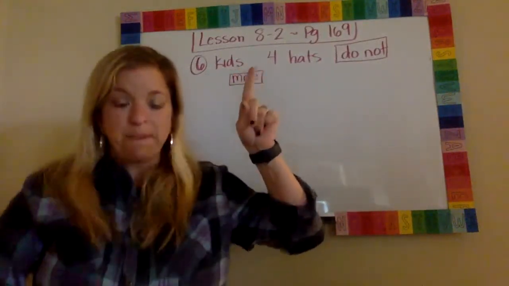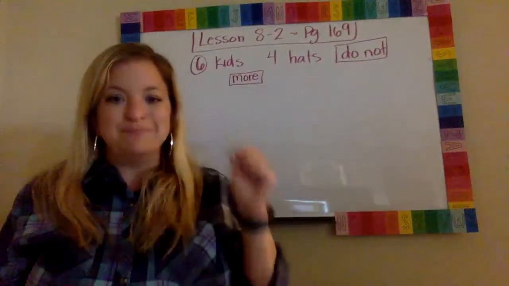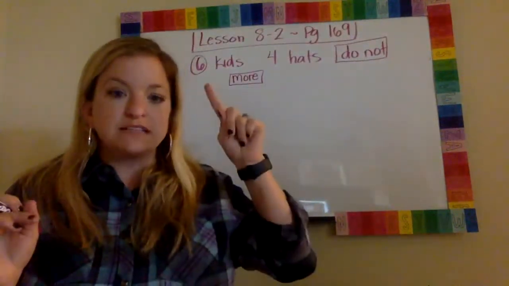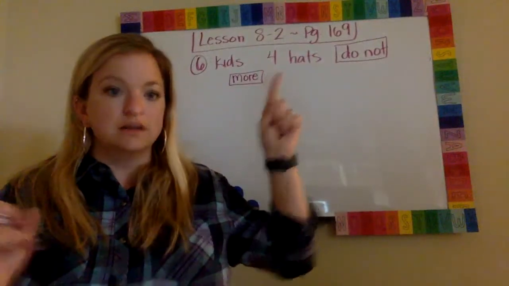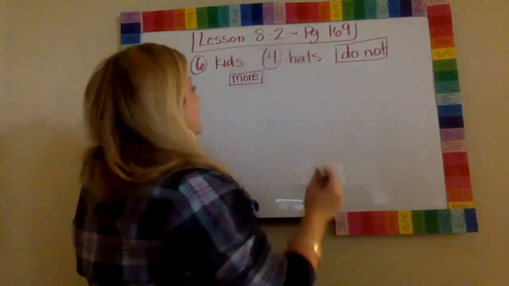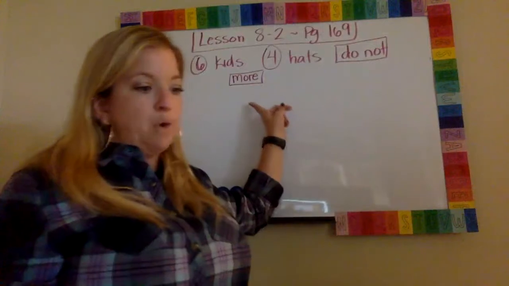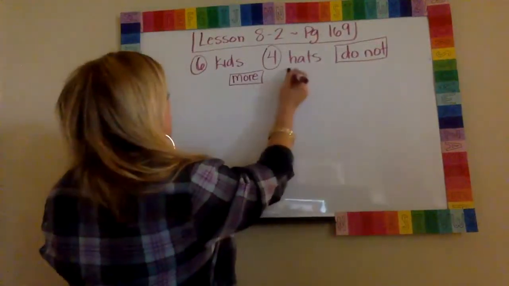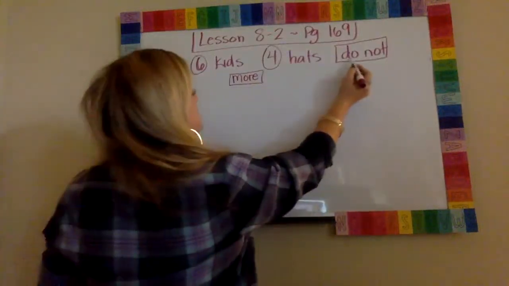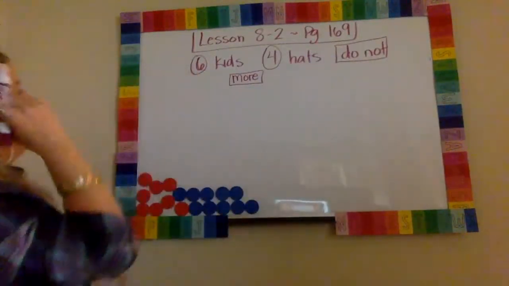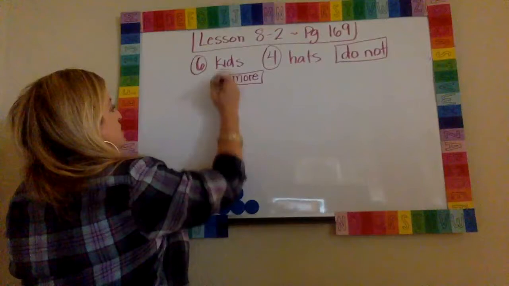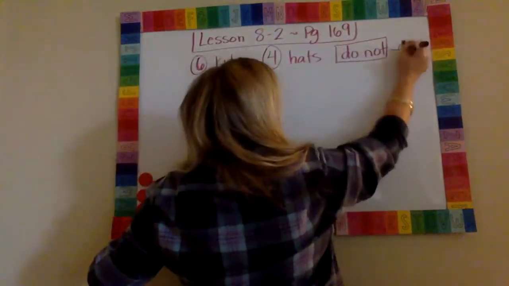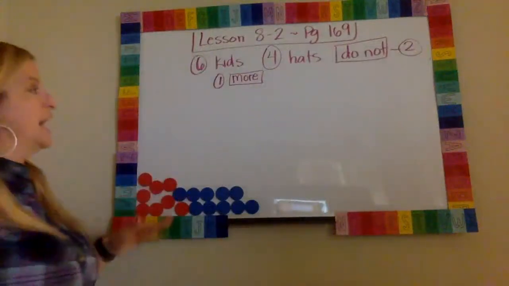Remember, this is a synonym. It's a totally different word that means the same thing. Children, kids, same thing. So we call that a synonym. 6 kids, 4 hats. So you would circle 4. Are there more hats or children? How many kids do not get a hat? So we need to solve, number 1 is, are there more kids or hats? And number 2 that we need to solve is how many kids do not get a hat?